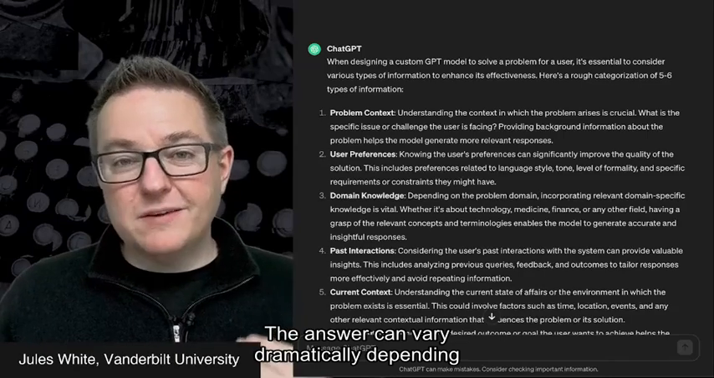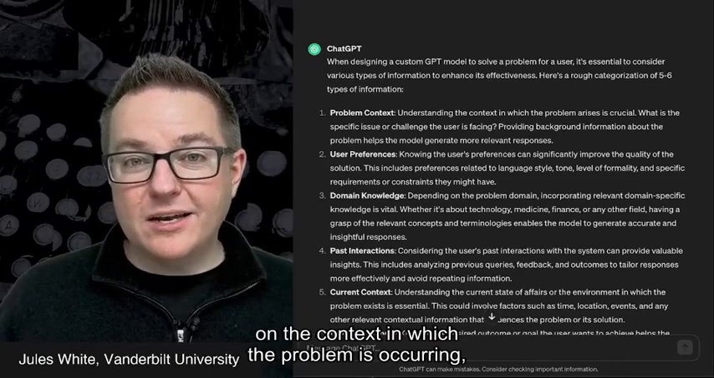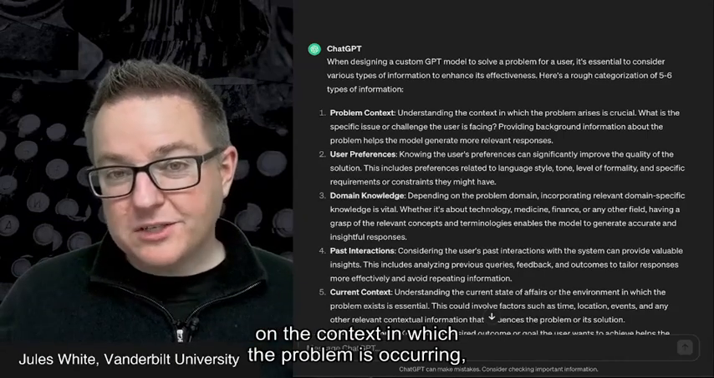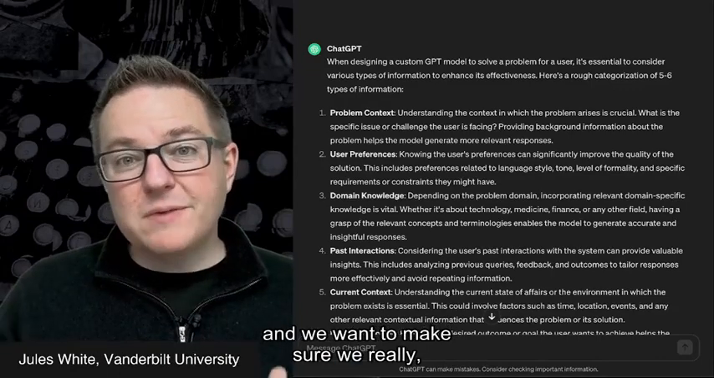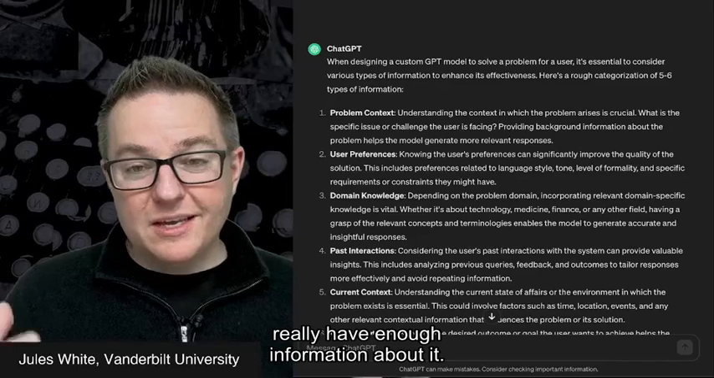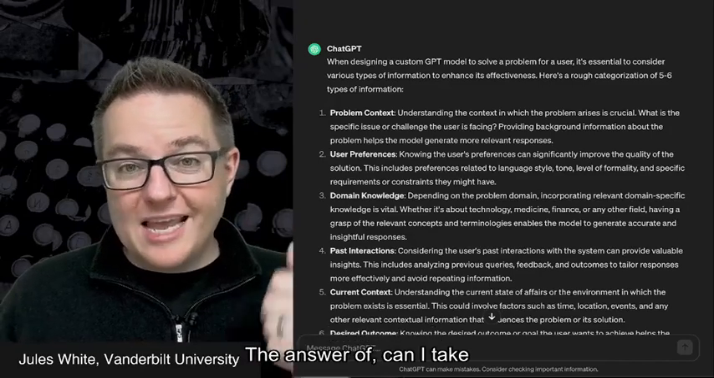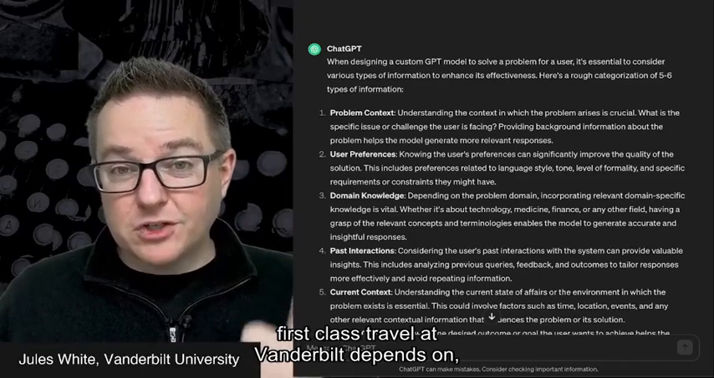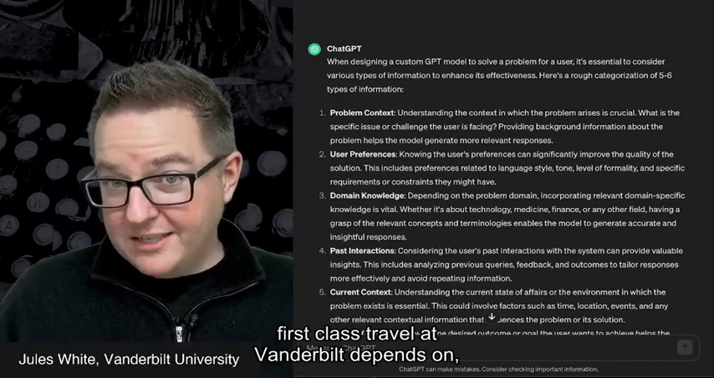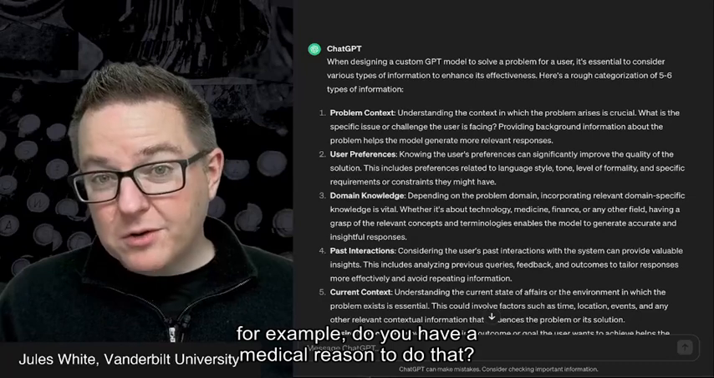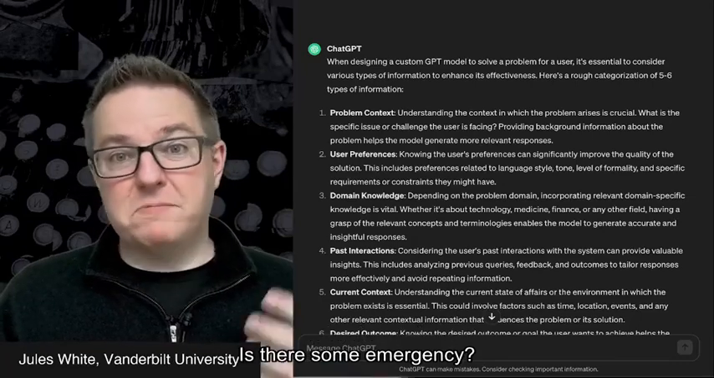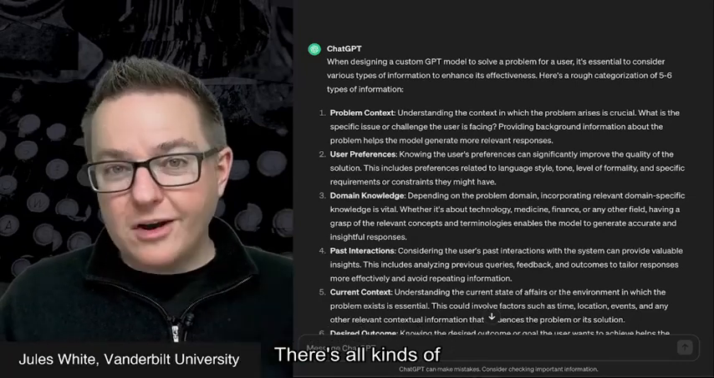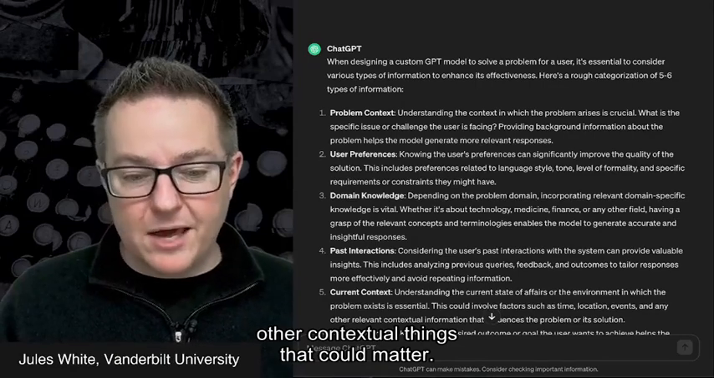The answer can vary dramatically depending on the context in which the problem is occurring, and we want to make sure we really, really have enough information about it. So the answer of, can I take first-class travel at Vanderbilt, depends on, for example, do you have a medical reason to do that? Is there some emergency? There's all kinds of other contextual things that could matter.